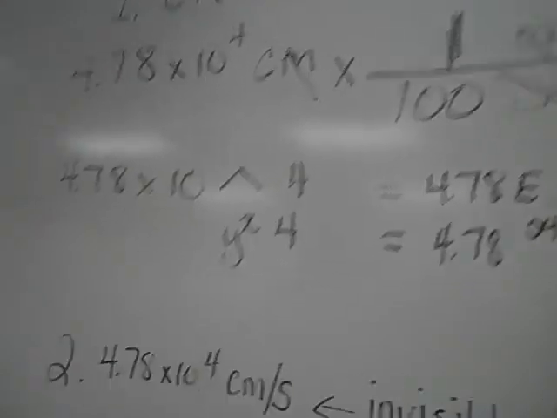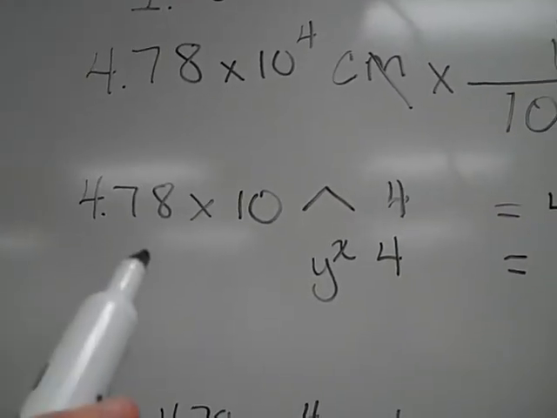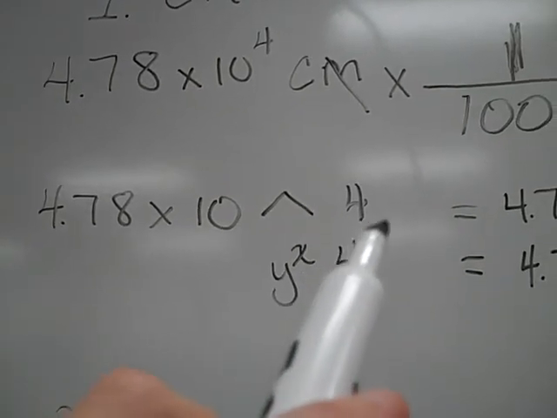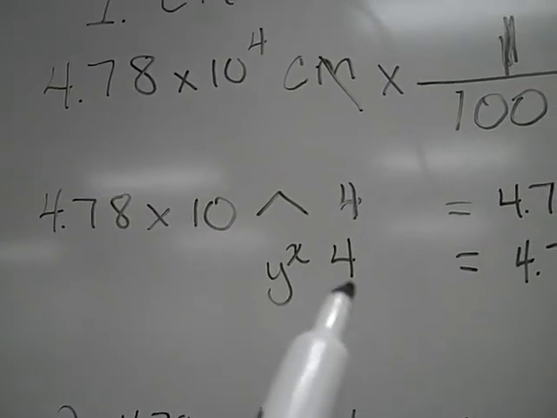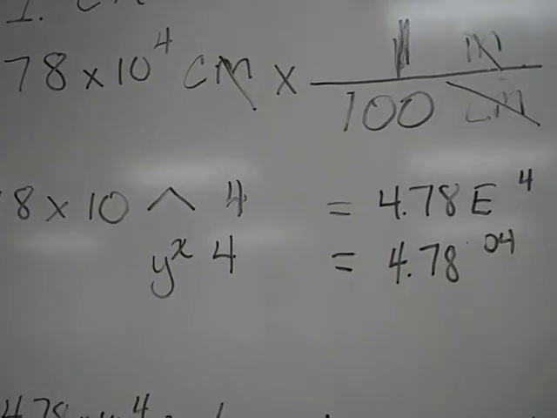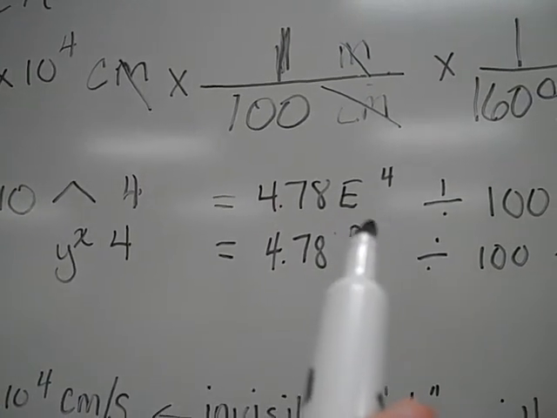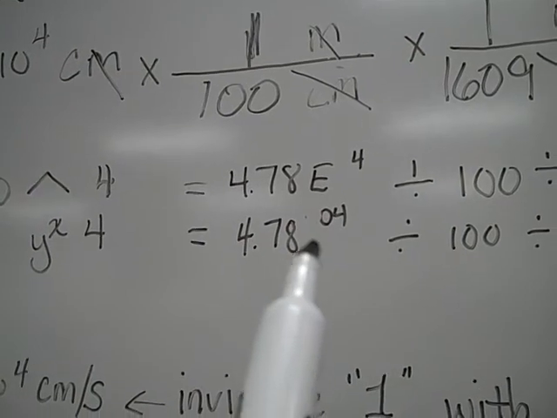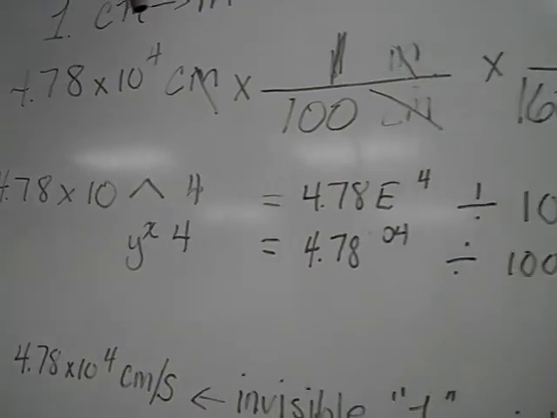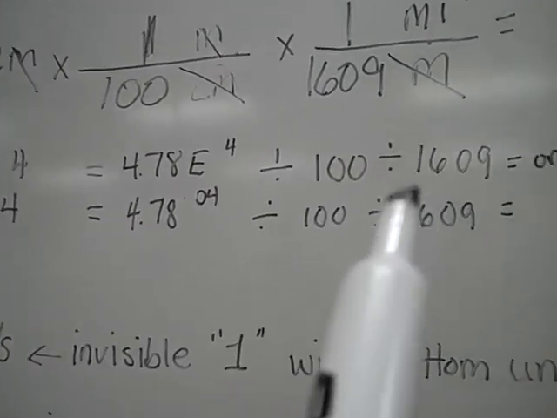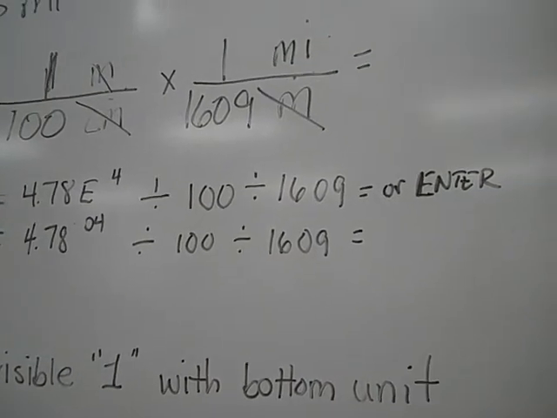What I have here are the two ways to put it in your calculator, depending on which kind you have. You can either do 4.78 times 10 to the exponent 4, or 4.78 times 10 y to the x 4. You'll find if you hit the enter that you'll either see 4.78 e to the 4 or 4.78 to the exponent 04. Either one's fine, you're on the right track. Now you can just divide by 100, divide by 1,609. You hit either equals or you might have an enter key.